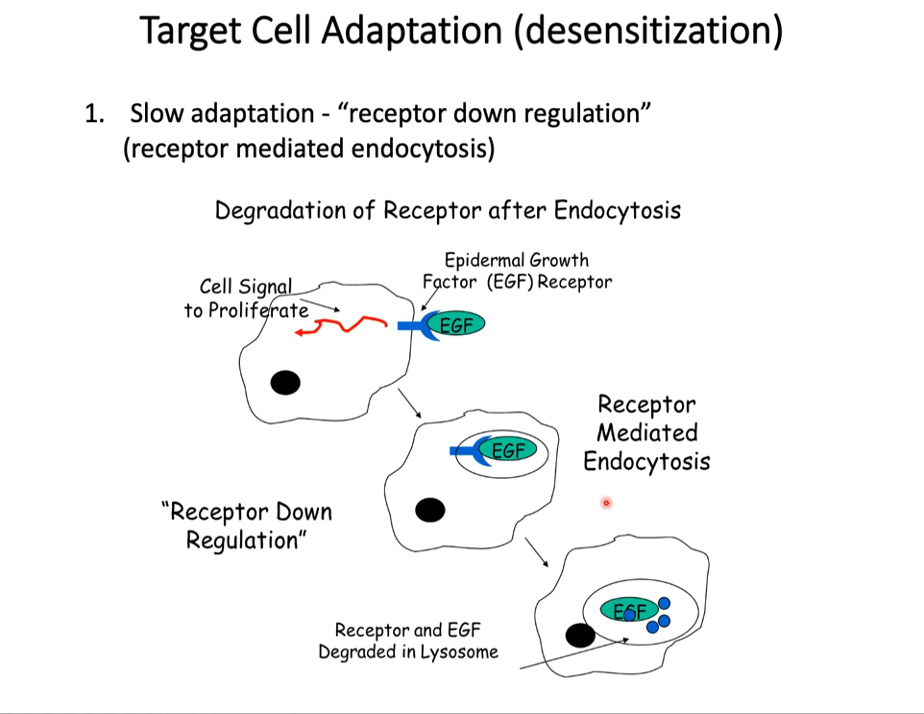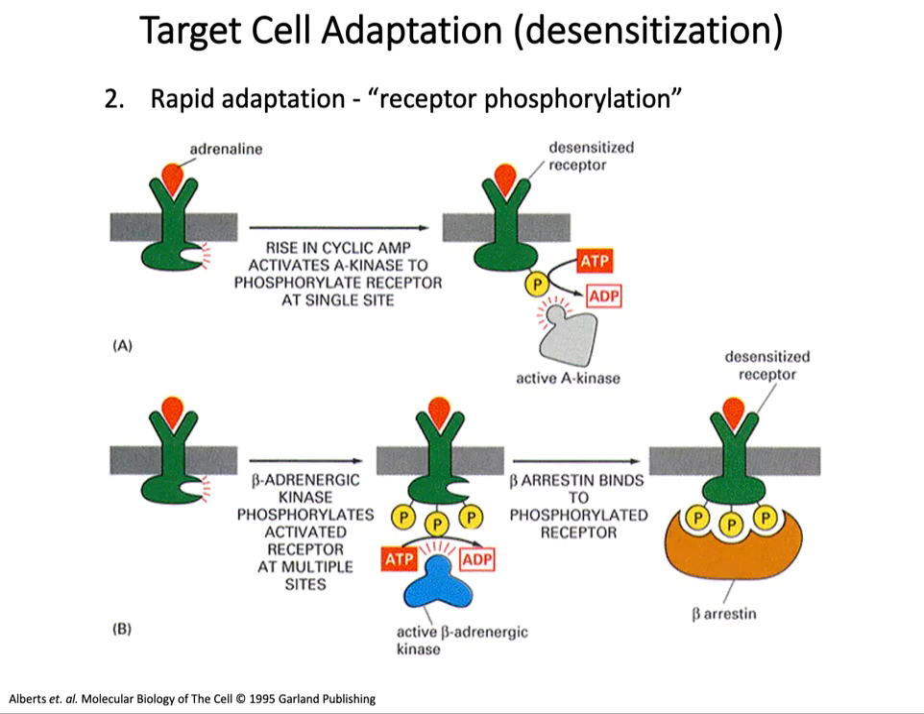It is called a slow adaptation because it is not regulated. The receptor and the ligand have to just find themselves in a clathrin-coated pit by chance, and that's why it is referred to as the slow adaptation. So the phosphorylation of the receptor is a much faster way for the cells to stop signaling.